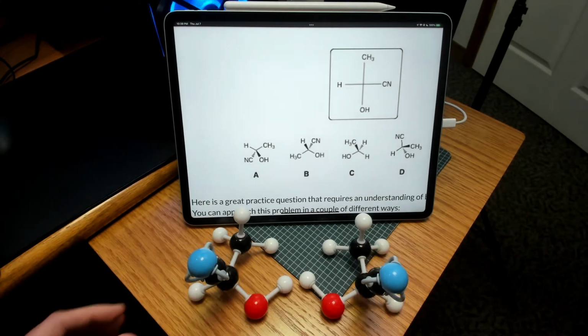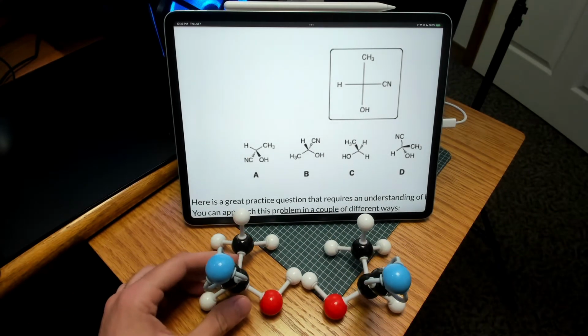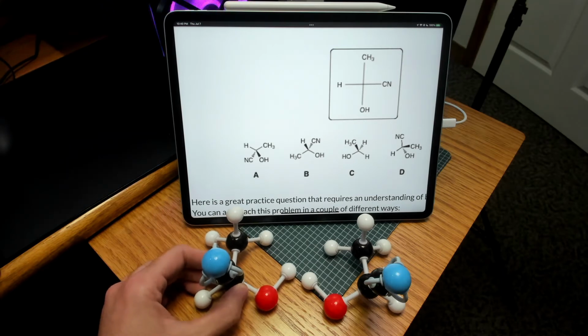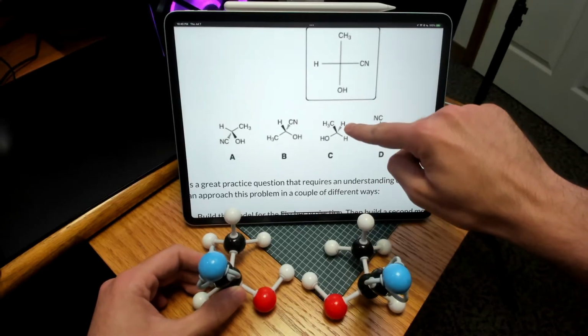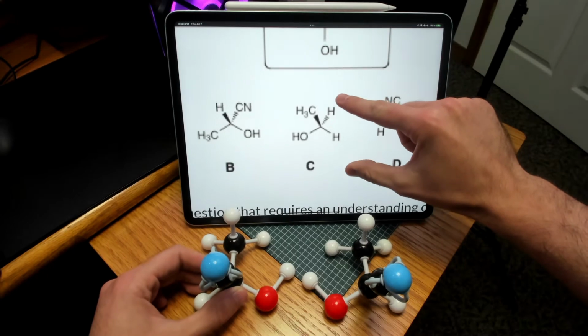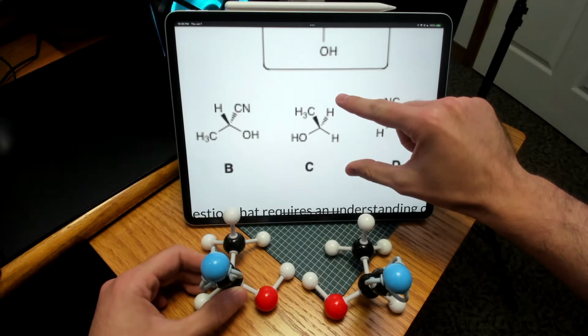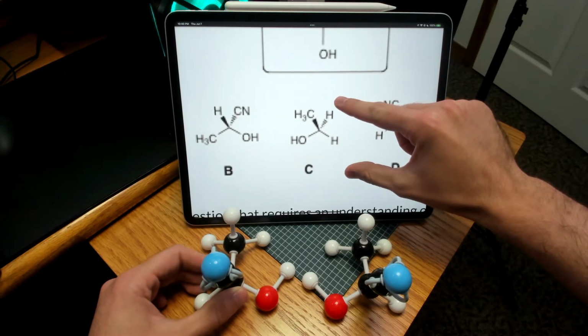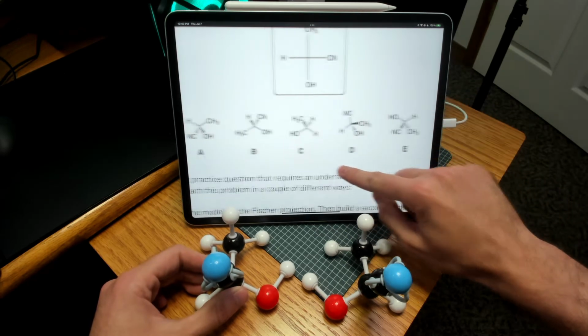So A is not an identical compound, so we can rule out A. C we've already ruled out because there's two hydrogens here. C is a trick. This is not a chiral molecule at all. It has two hydrogens, so we just have to look at B, D, and E.